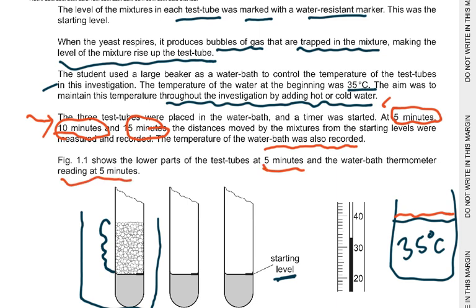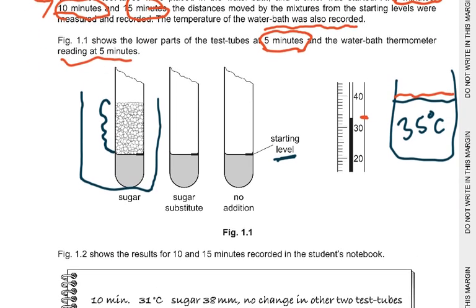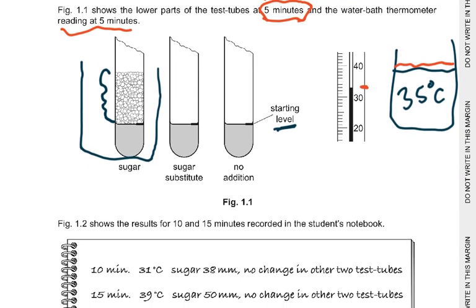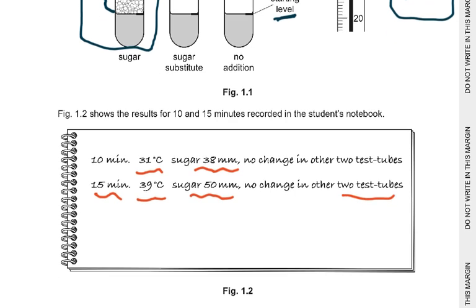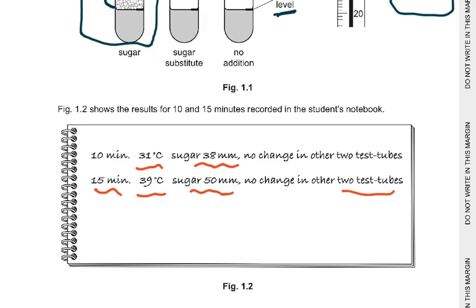So this is for 5 minutes, please remember that. So starting level, and then you've got the temperature here. You can read off the temperature here. And then it says figure 1.2 shows the results at 10 and 15 minutes recorded in the student's notebook. 10 minutes, 31 degrees Celsius, sugar was 38 millimeter, no change in other two test tubes. And in 15 minutes, the temperature was 39 degrees Celsius, sugar was 50 millimeter, and no change in the other two test tubes. So this information is given to you, and now we have to plot this in a table.